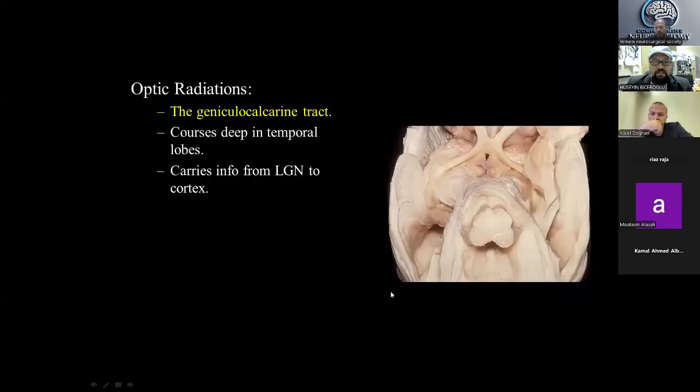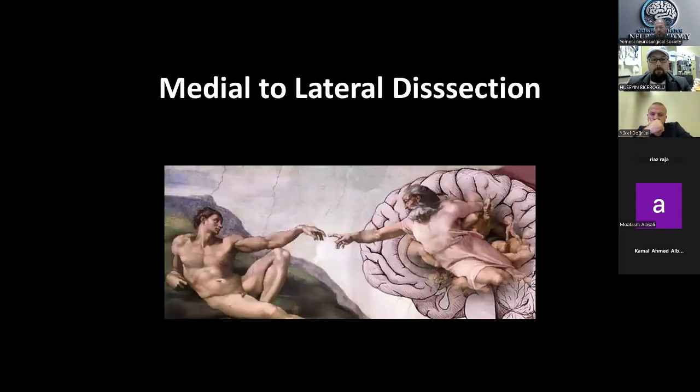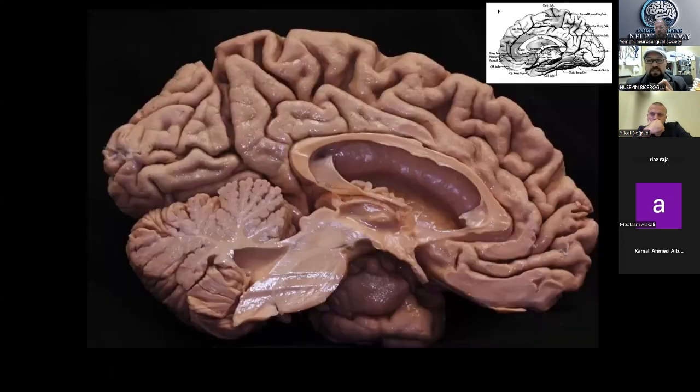Now, the second dissection is from medial to the lateral dissections. What we will see here, of course, you can see this parieto-occipital fissure and calcarine fissure here, very important structures in the medial part of the occipital lobe, which are separating the occipital lobe from the parietal lobe.